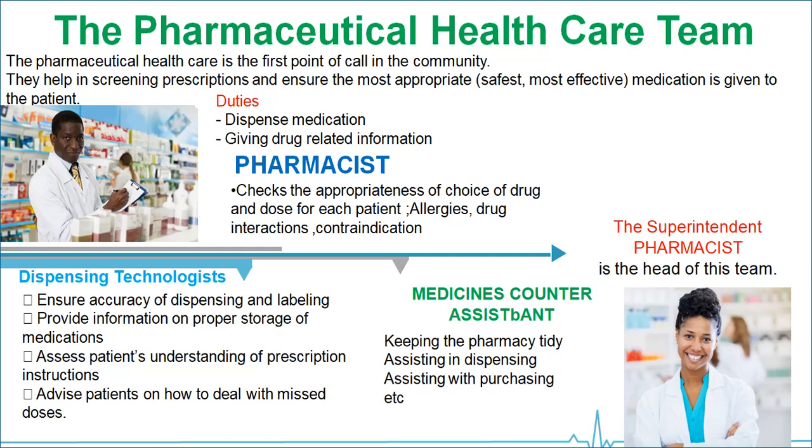We also have another group of people called the dispensing technologists, and they ensure accuracy of dispensing and labeling. They provide information on proper storage of medication, assess patients' understanding of prescription instructions, and advise patients on how to deal with missed doses. These dispensing technologists normally work under the supervision of a pharmacist, because the pharmacists have gotten higher training than them. They are normally HND holders.